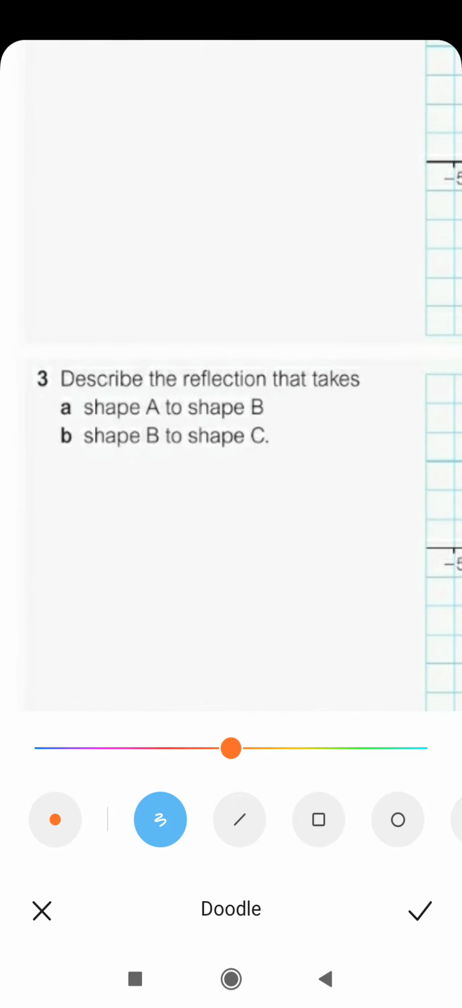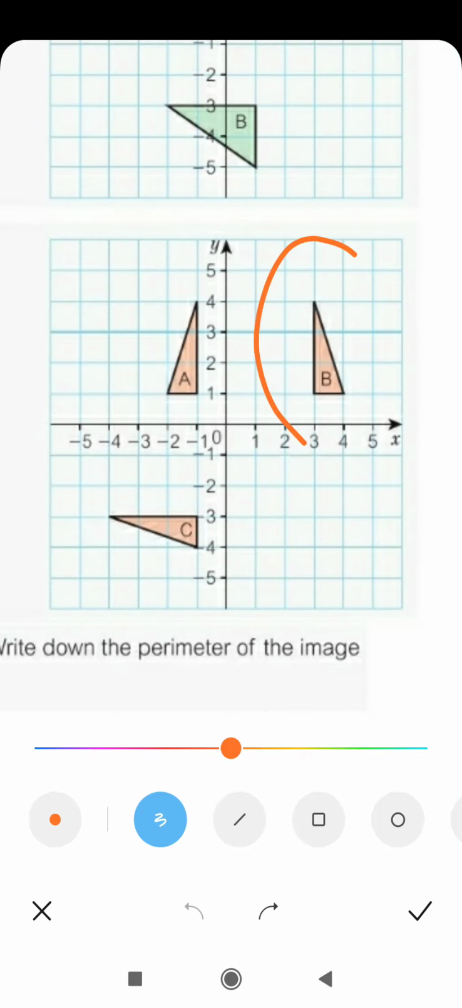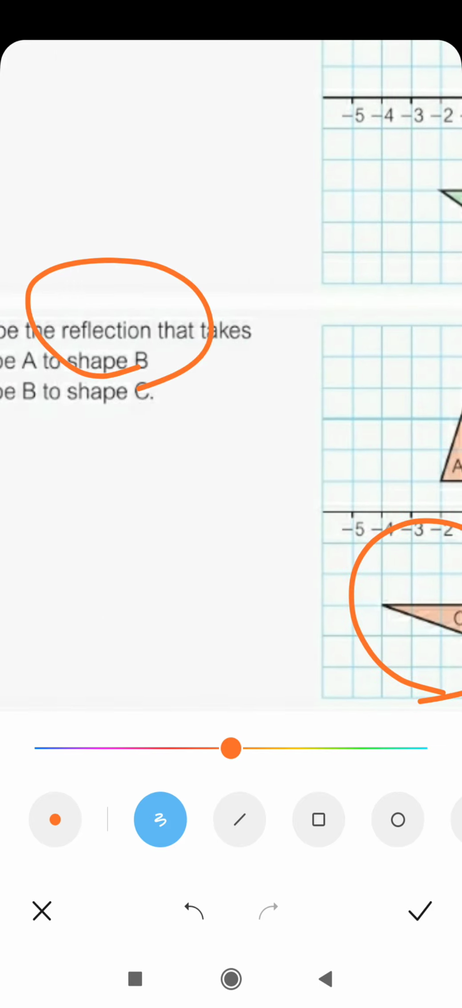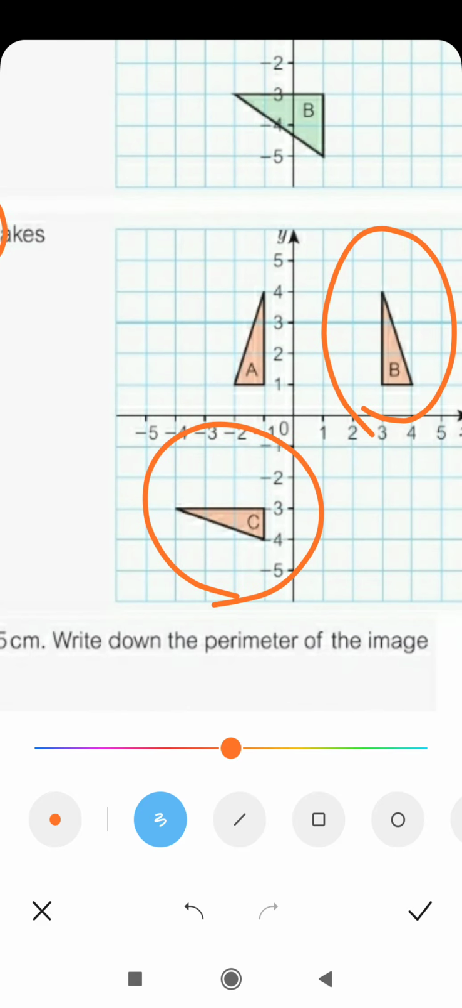B. What made shape B become shape C? Let's take a look at the grid. Now, how did shape B become shape C? And here he wants you to describe the reflection only. Don't say it rotated. Say it reflected, okay? So you want to find the line of reflection.